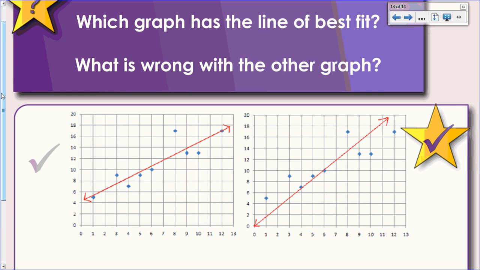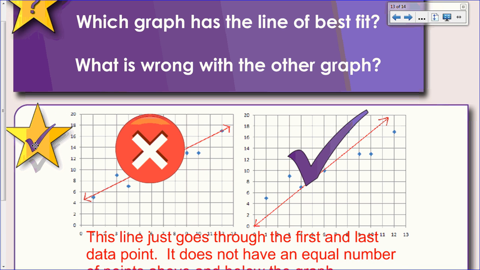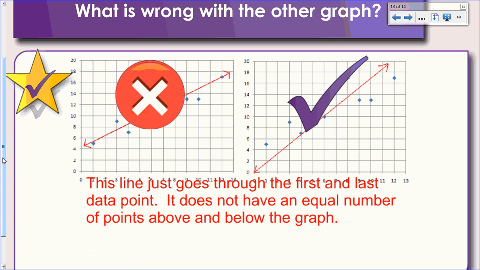Which graph has the line of best fit, and what's wrong with the other one? Okay, the line on the left just goes through the first and last data point, and it does not have an equal number of points above and below the line.